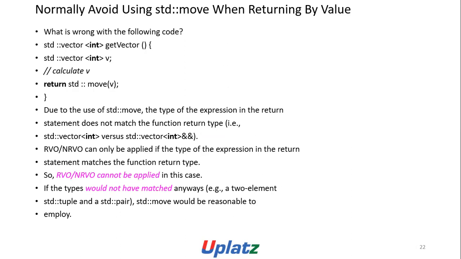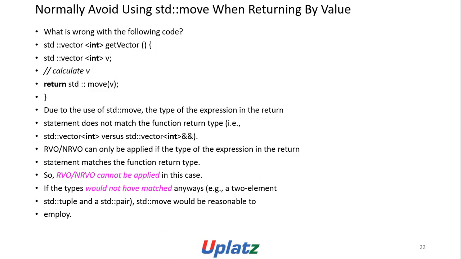Normally avoid using std::move when returning by value. What is wrong with the following code? std::vector<int> getVector() { std::vector<int> b; calculate(b); return std::move(b); } Due to the use of std::move, the type of the expression in the return statement does not match the function return type, that is, std::vector<int>&& versus std::vector<int>. RVO and NRVO can only be applied if the type of the expression in the return statement matches the function return type. So RVO/NRVO cannot be applied in this case.